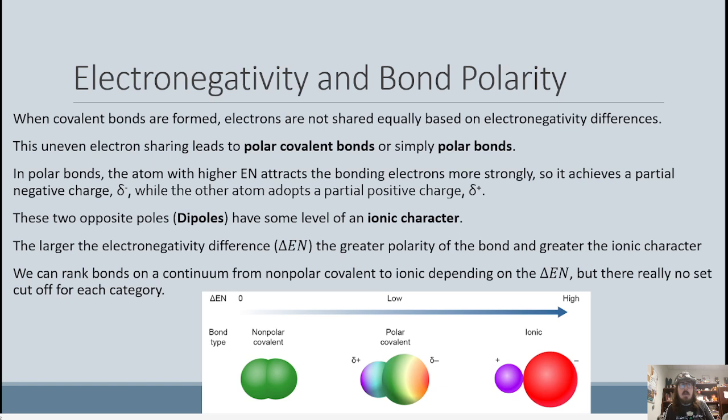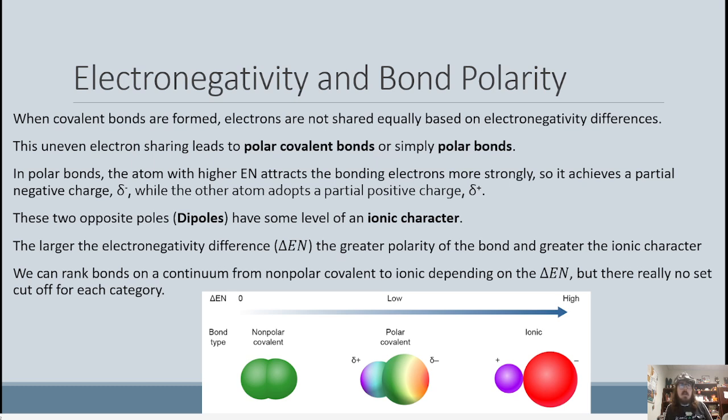And when we achieve a partial negative and a partial positive within the same molecule, we achieve what's called a dipole. And this gives the molecule an ionic-like character, meaning it's going to react similar to ionic atoms in that they'll be attracted to other charged atoms. The more polarity you have, the more polar bonds, the more ionic character, the stronger it is.